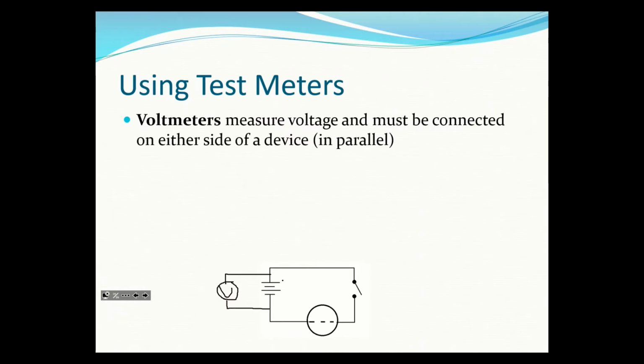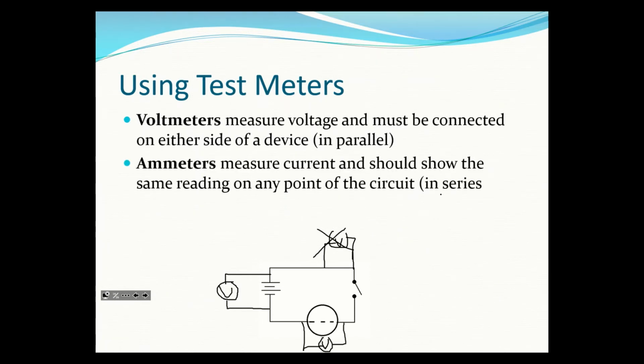And I have to do it on either opposite side of the battery, or I'd have to set it up on opposite sides of the load. We need a difference between one side to the other. If I set up a voltmeter here, it's not going to do anything because there's no difference between these sides. So you can see I've set it up in parallel because it has its own circuit.